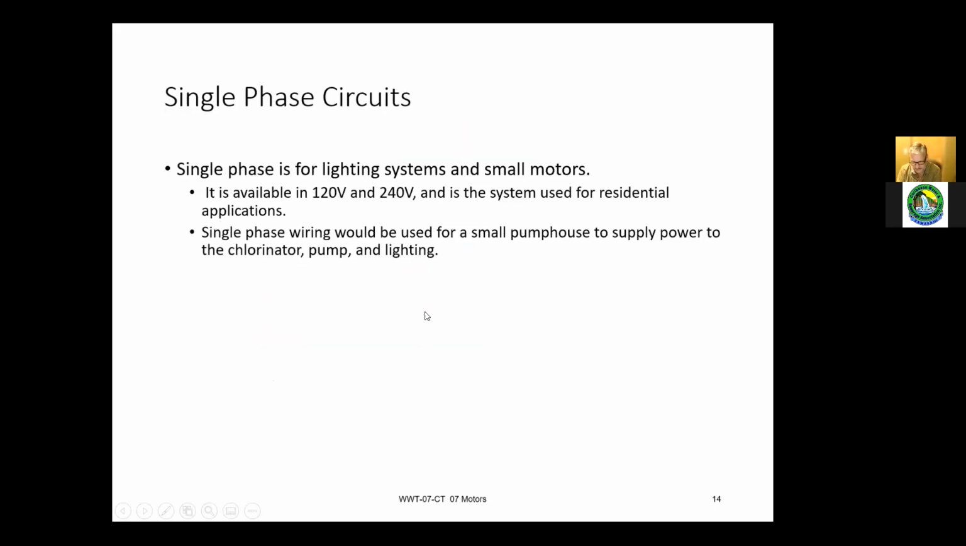Single phase is mainly used for small motors and lighting systems. Single phase wiring could be supplied to your pump house and run your chlorinator, your pumps, your lighting, any of that type of thing. It's important to note that there's 240 volts between the red and the black wires, and 120 volts between the red and the white wire, and the black and the white wire.